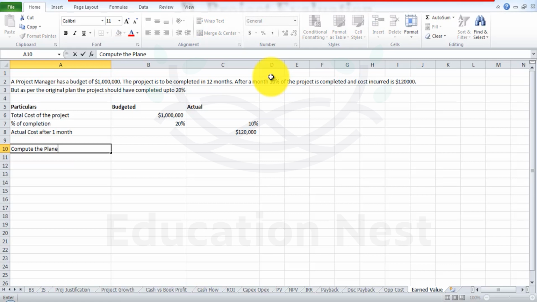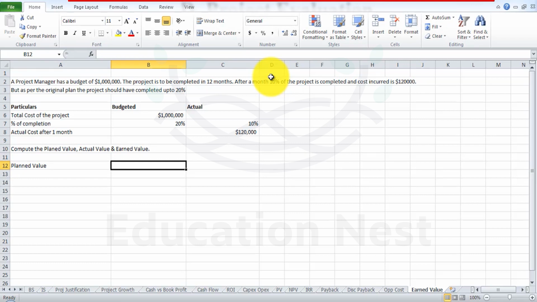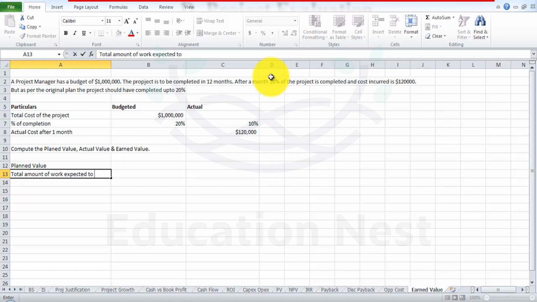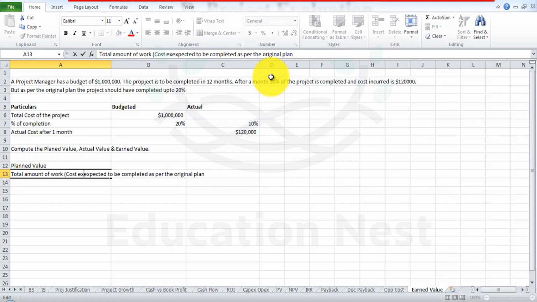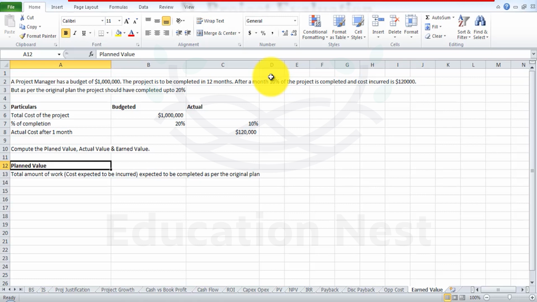Compute the planned value, actual value, and the earned value. How are you going to compute the planned value? That is the total amount of work scheduled to be completed as per the milestones originally defined. Total amount of work expected to be completed as per the original plan. Here, total amount of work means the work or the cost expected to be incurred. Right? So that's what the planned value is.